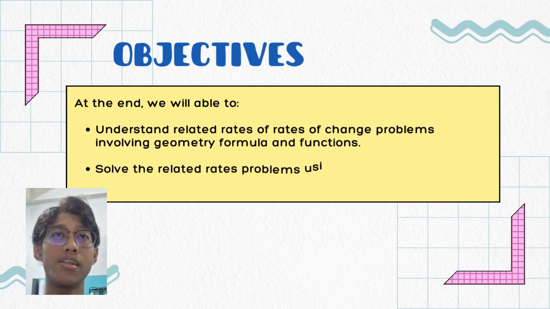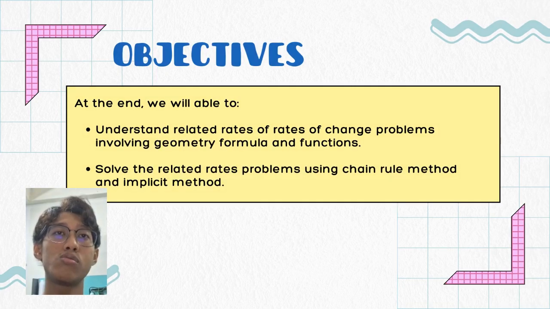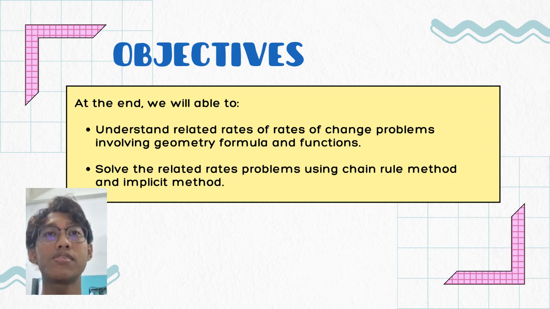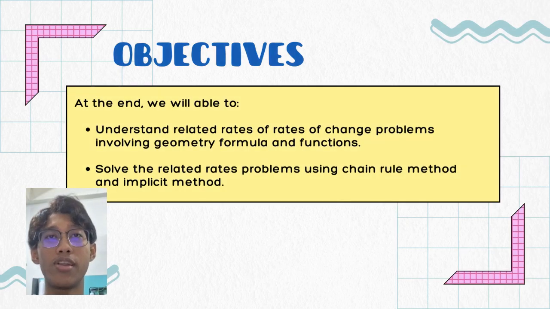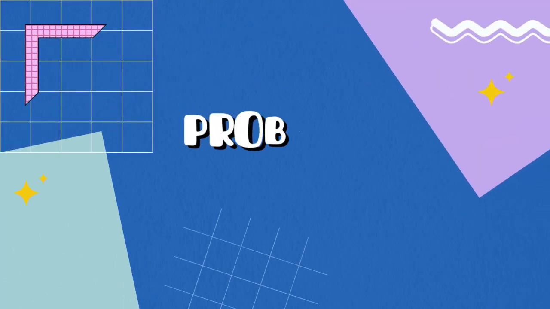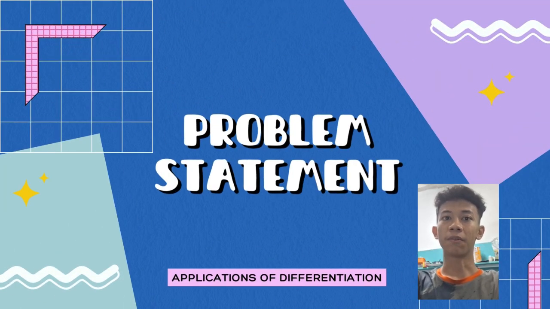Objectives. At the end, we will be able to understand related rates of change problems involving geometry, formulas, and functions, and solve the related rates problems using the chain rule method and implicit method. Problem statement for rate of change.